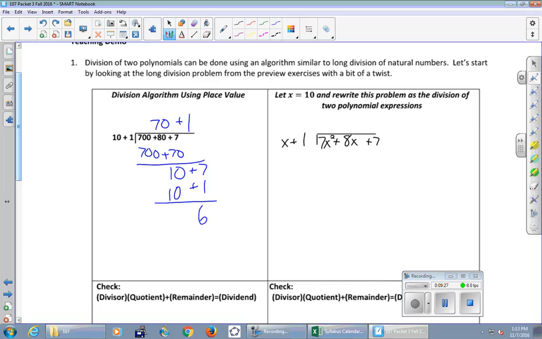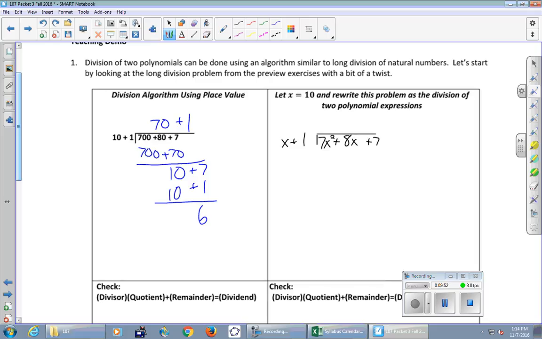Okay, so we are going to do this division problem. It's going to look an awful lot like the first division problem we did. Let's give it a shot. Before we did 10 into 700, right? We ignored the plus 1, and we ignored the 80 and the 7. What into what here? X into 7x squared, ignoring everything else, right?